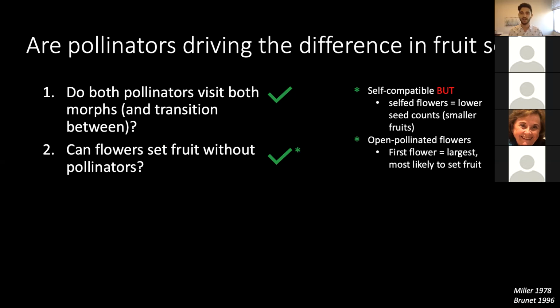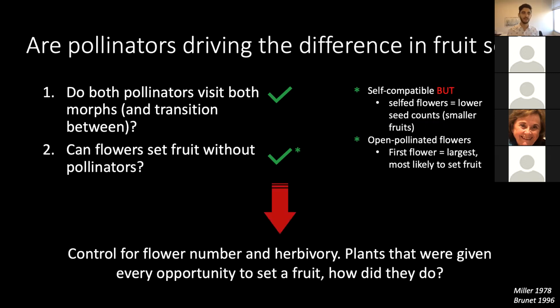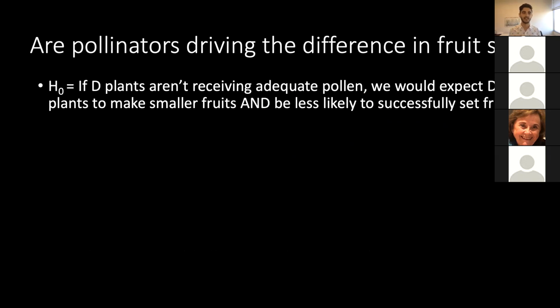And they've also shown that if flowers are open pollinated, essentially not manipulated at all, then the flower that develops in the first flower position, the fruit that develops from that tends to be larger and the most likely to set fruit. So we have to ask ourselves, with this information, can we control for flower number and any disturbances like herbivory, essentially give a plant every opportunity to successfully set a fruit? Is there a difference between the morphs? So our null hypothesis is that if Dahlia plants aren't receiving adequate pollen, we would expect them to be making smaller fruits and these fruits to be less likely to set fruit.